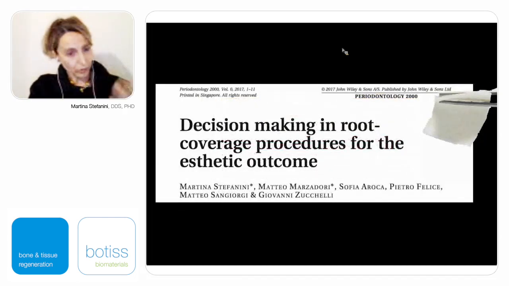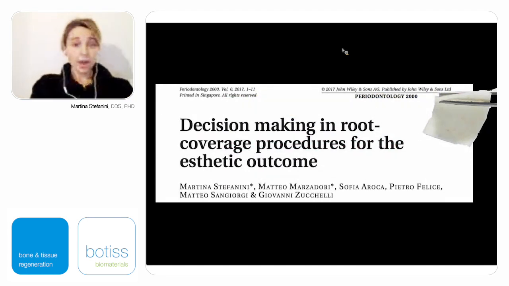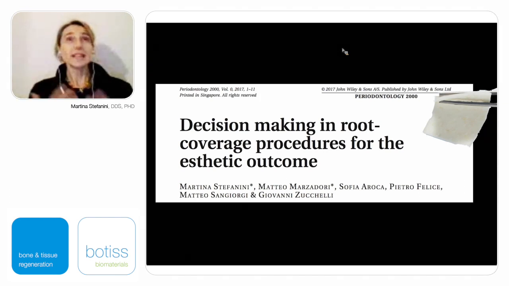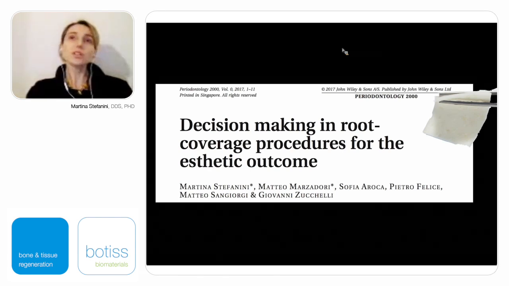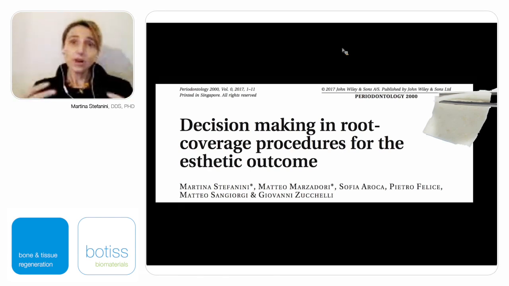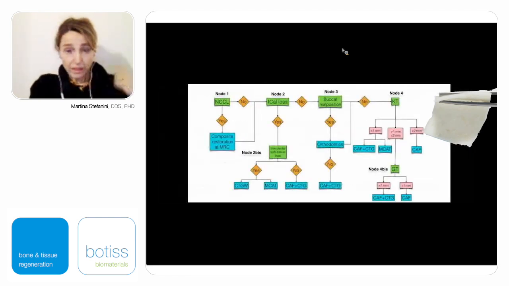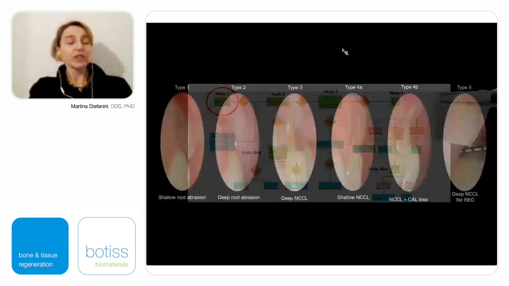And I would like to discuss with you using this paper that I wrote, published in Periodontology 2000, that represents a decision making in root coverage procedure for the aesthetic outcome, which was written in order to give the surgeon a decision-making process to decide the right surgery, analyzing different anatomic conditions. The first anatomic condition that we need to analyze is represented by non-carious cervical lesion.